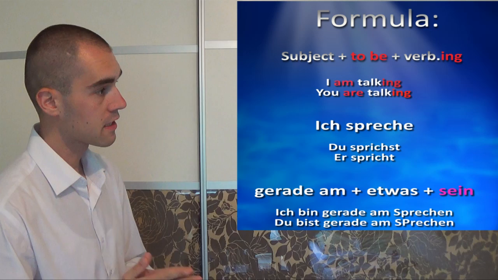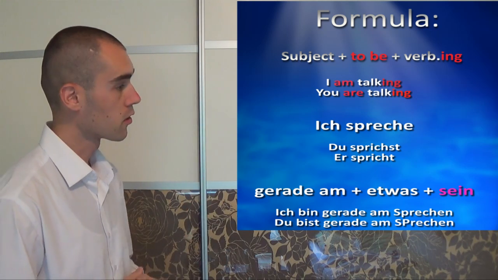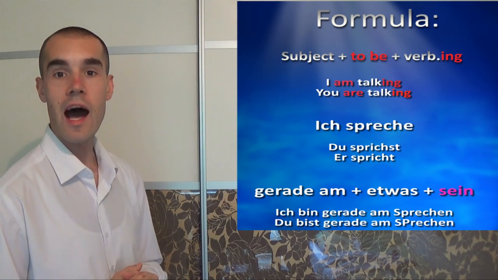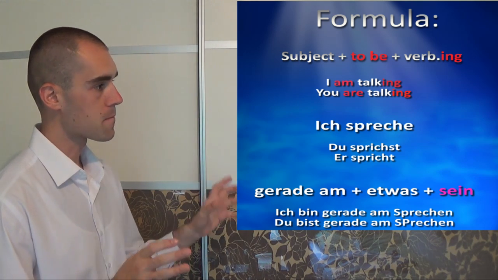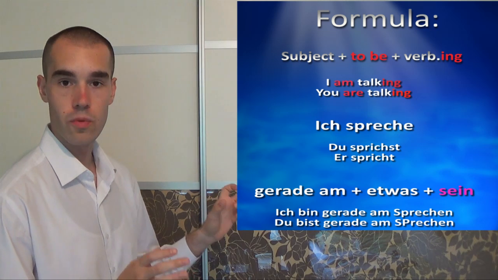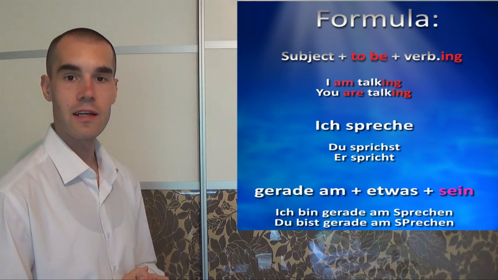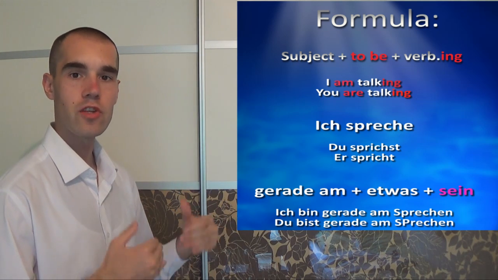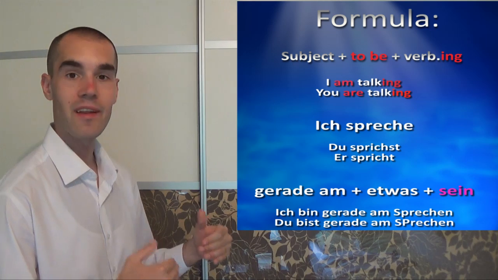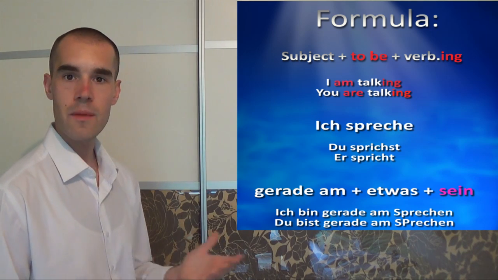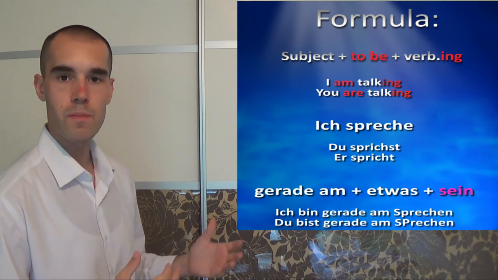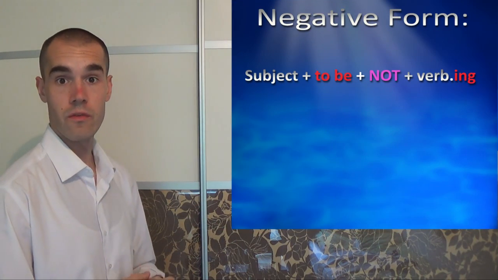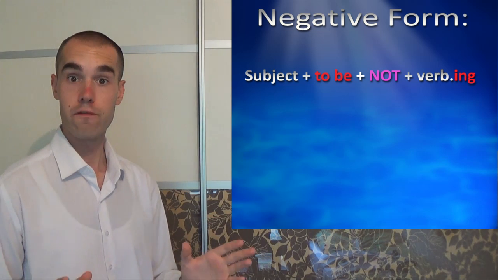So the formula goes like this: ich bin gerade am spielen, du bist gerade am spielen. So this ich bin gerade am form uses the helping verb to be, sein, plus gerade am, right at, I am right at, plus the gerund, so the verbal noun of the verb, which is the same as the infinitive. So ich bin gerade am spielen, du bist gerade am spielen, er ist gerade am spielen, and so on. Very simple. Let's go to the negative form.